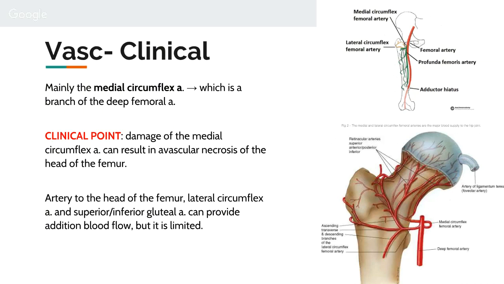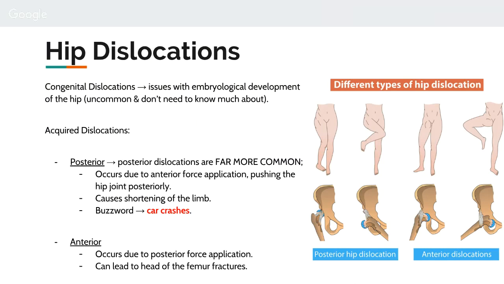Vascular, this is important. We went through this, the medial circumflex artery, and that can cause avascular necrosis. Apart from that, there's not much else that has clinical relevance. Hip dislocations, buzzword, car crashes for posterior. And anterior also occurs, but you need a huge amount of force behind that in order for it to actually happen. Also you've got congenital dislocations, but that's kind of a cop-out. That can occur with anything, and it's pretty uncommon.